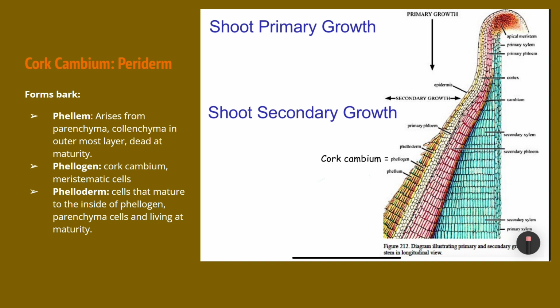Phelloderm cells are alive at maturity, whereas outer cork cells are not. These outer cork cells are coated in suberin to protect from water loss and damage. As the diameter grows, the outermost cork cells are sloughed off, but new cork is constantly being produced to replace it. It's kind of like a snake shedding its skin as it grows.